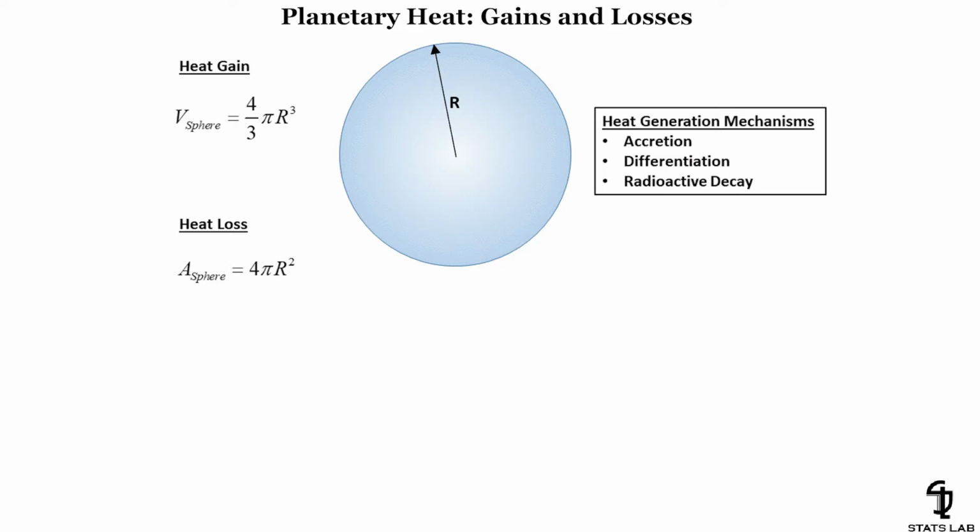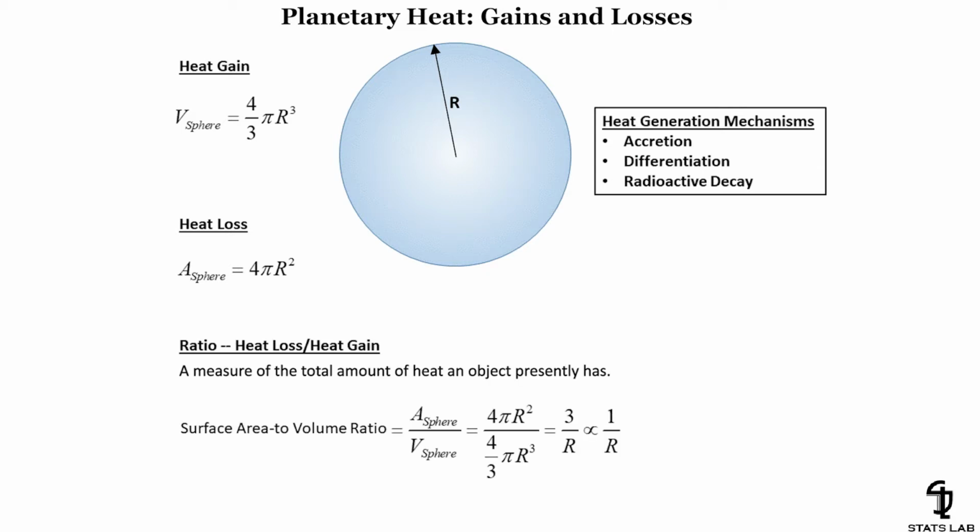Thus, it depends on the surface area of the body. The surface area of a sphere is equal to 4 pi r squared, so the loss of heat over time also increases with size. If we take the ratio of these two effects, heat loss, which is related to surface area, divided by the heat the object has, which is related to volume, we get a measure of the rate at which a planet loses its internal heat.